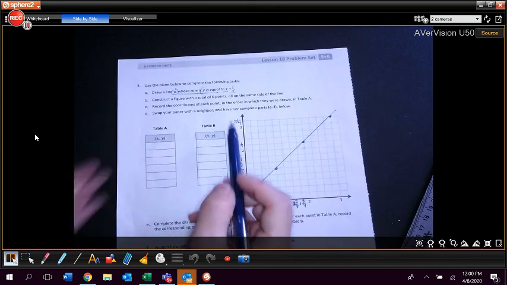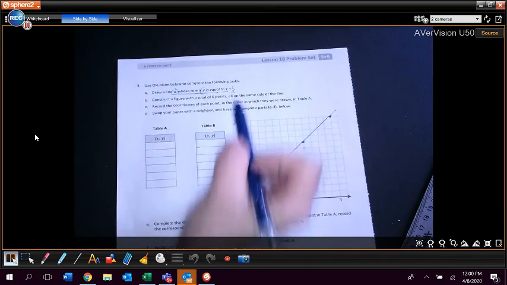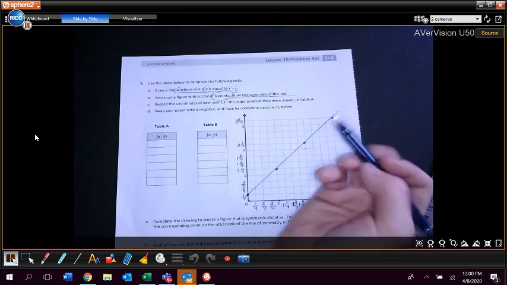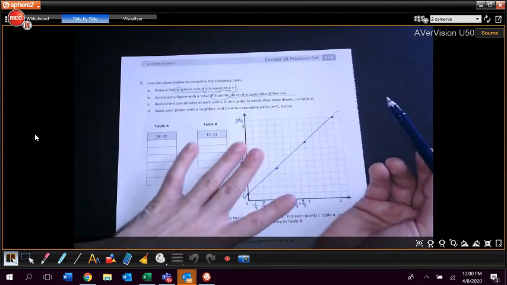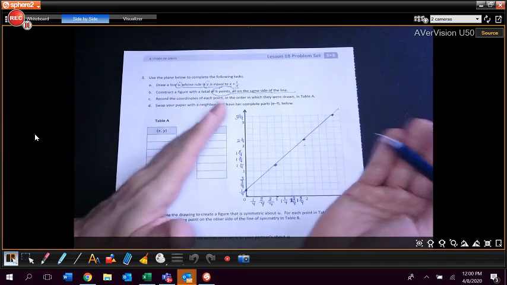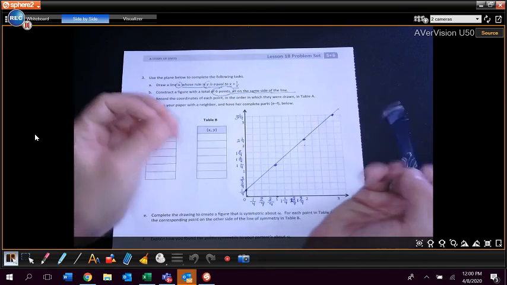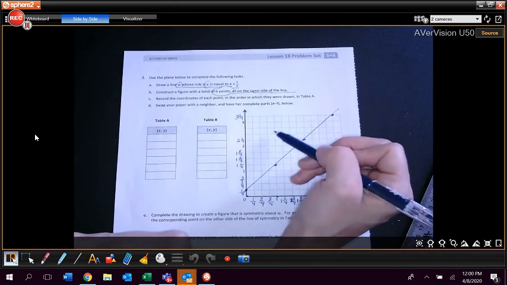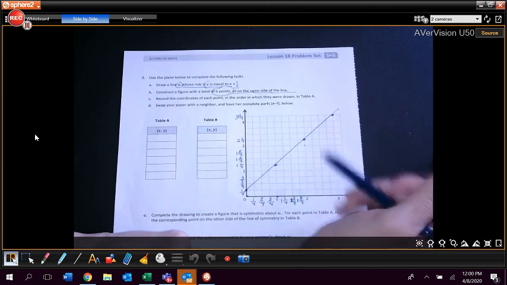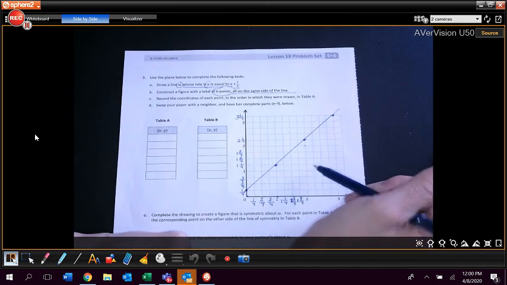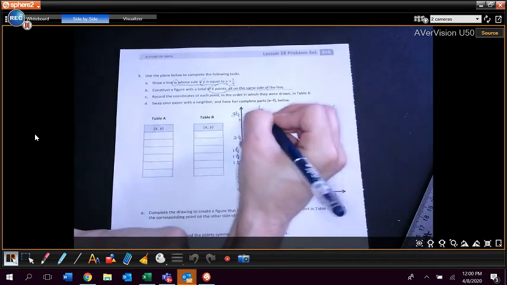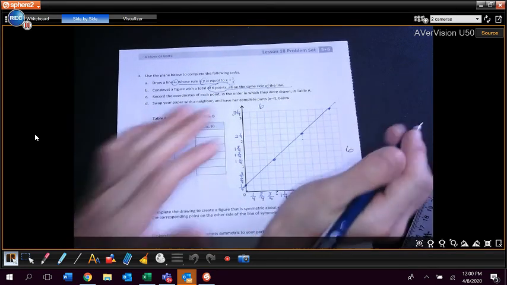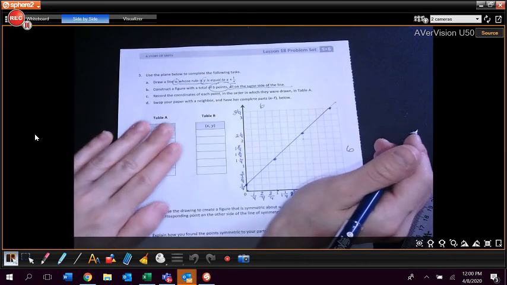Now, it is asking here to construct a figure with a total of 6 points, all on the same side of the line. So, the reason why Ms. Rodriguez does not want to work on it is because everybody could have drawn 6 different points. As long as you did 6 points on this side, and then your figure had to be symmetrical on this side. So remember, if you have 6 points on this side, how many points should you have on this side? Also 6. But then again, everyone's is going to be different.